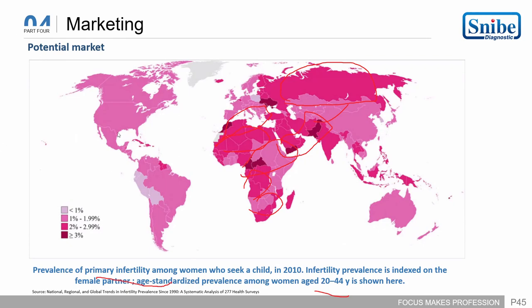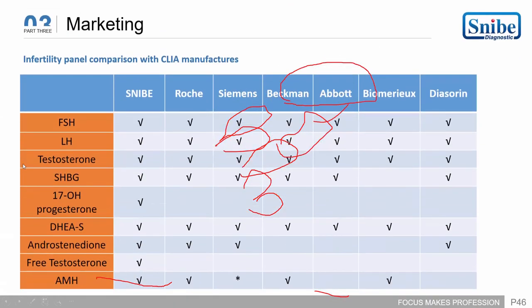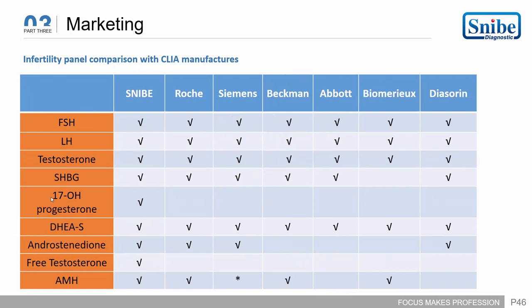So on the basis of that, this is the market potential, and on the basis of this market potential, we have a very comprehensive menu within the chemiluminescence immunoassay technique. If we compare the SNIBE menu, we are on the top line because we have a few analytes which are not available with any other chemiluminescence immunoassay manufacturer.